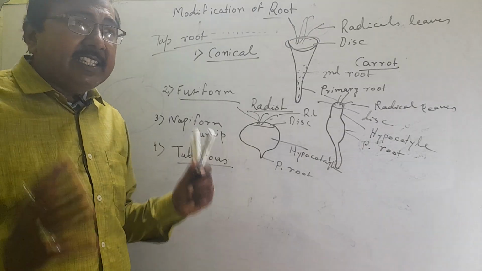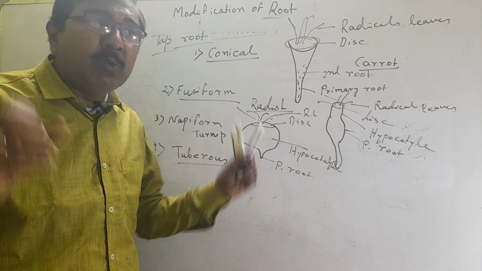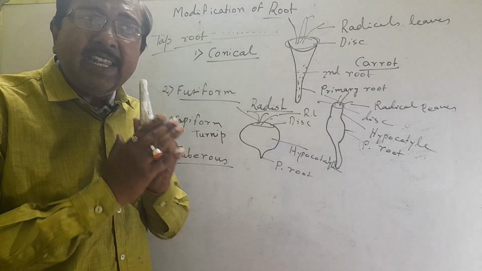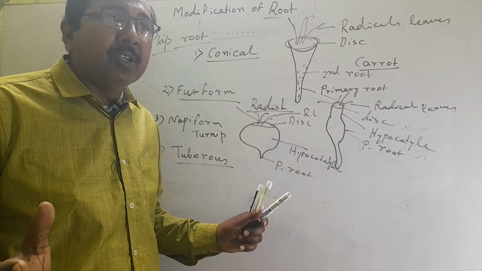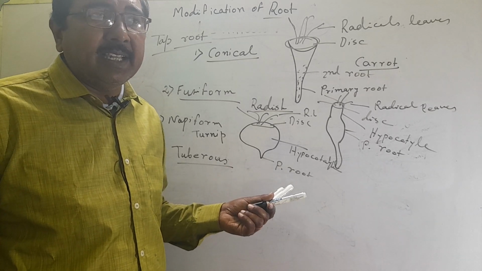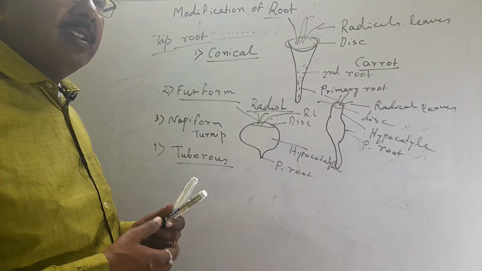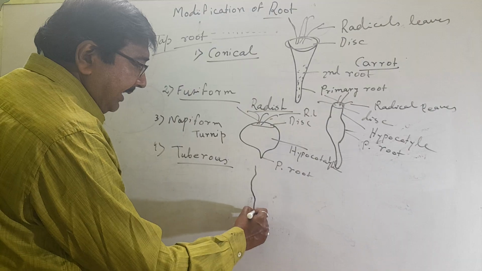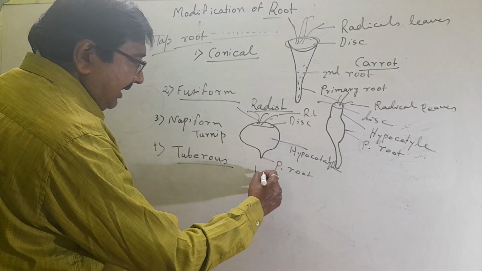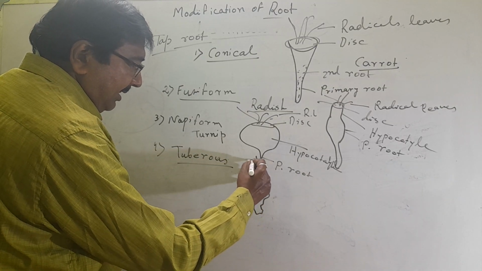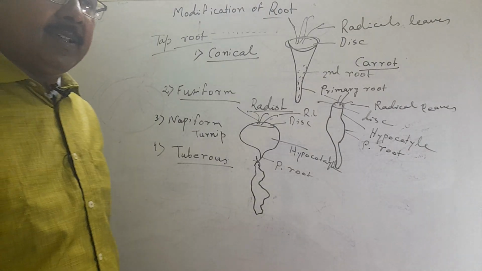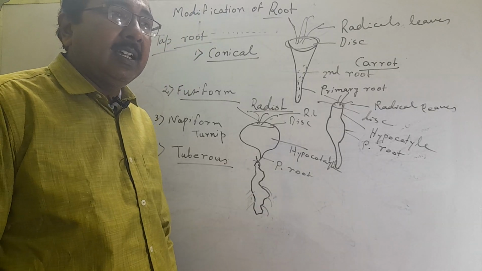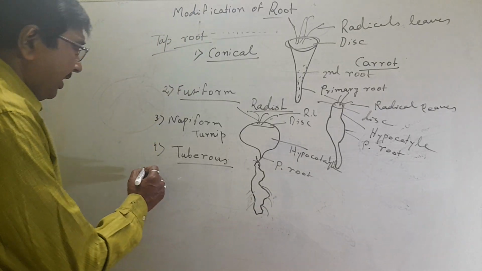What? This type of root does not have any regular shape. This one has a shape, but this type of root does not. Any portion of the root becomes swollen and fleshy. Any portion. An example is four o'clock. This type of root, any portion is swollen and thicker, like this. They do not have any particular shape. This type of root is called tuberous. Then another is nodular root.